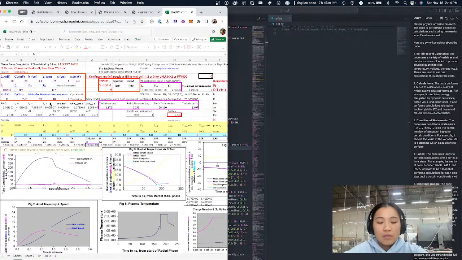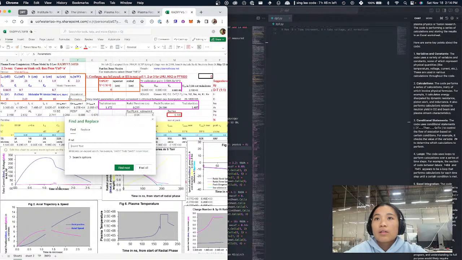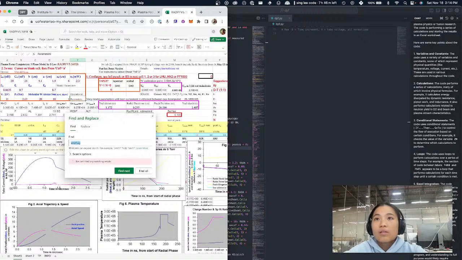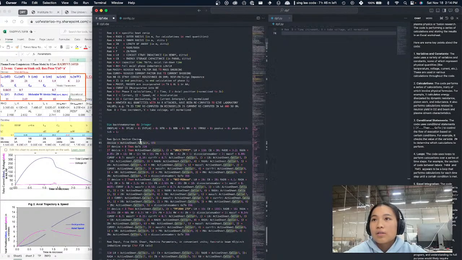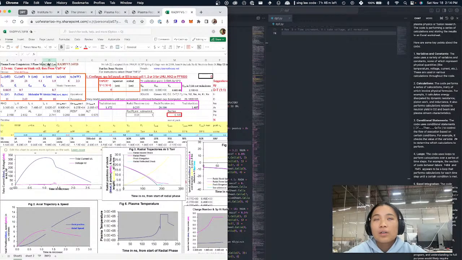Where is this in the flag? Okay, so I think these are internal status check flags rather than values. Quick device choice. Okay. Device choice being active cells 415, 4, and then 50.